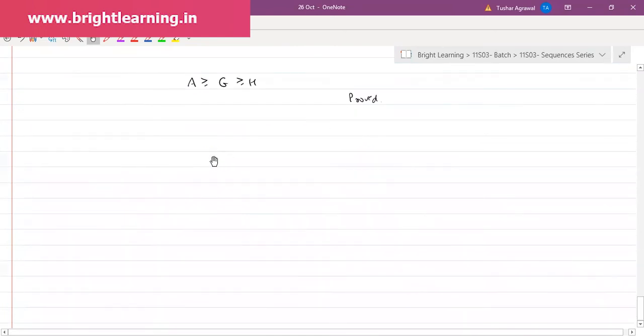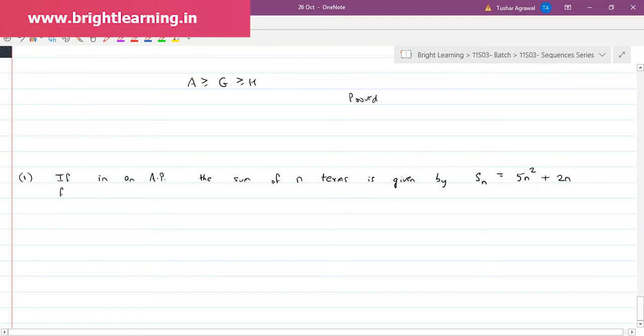Now let's do some questions. If in an arithmetic progression the sum of n terms Sn is equal to 5n square plus 2n, find the nth term.